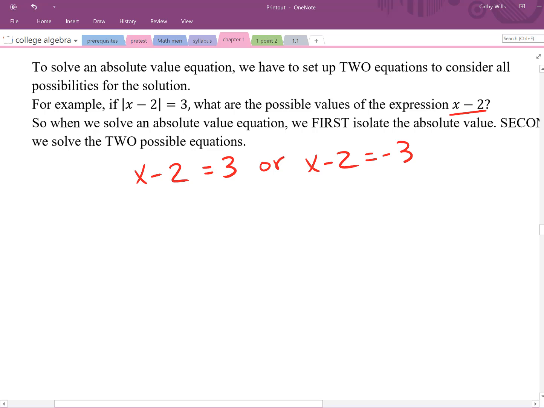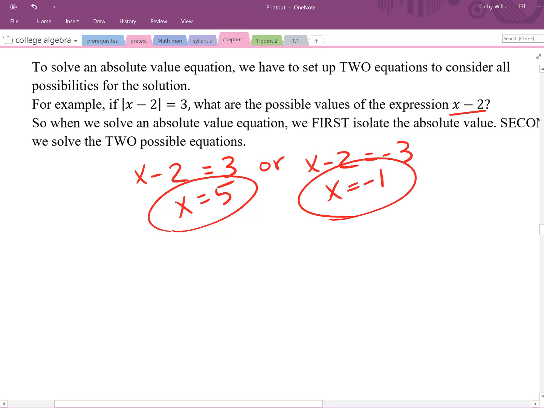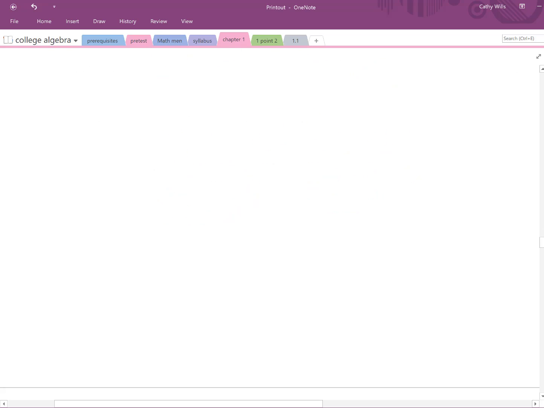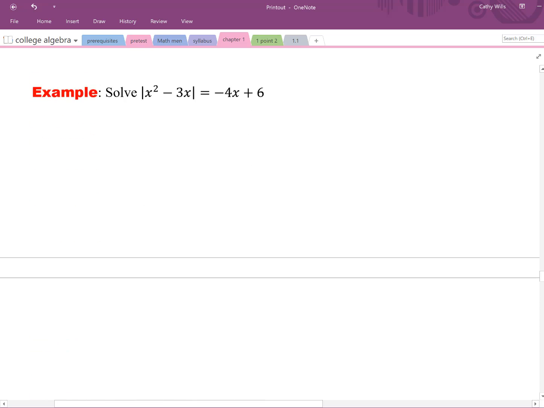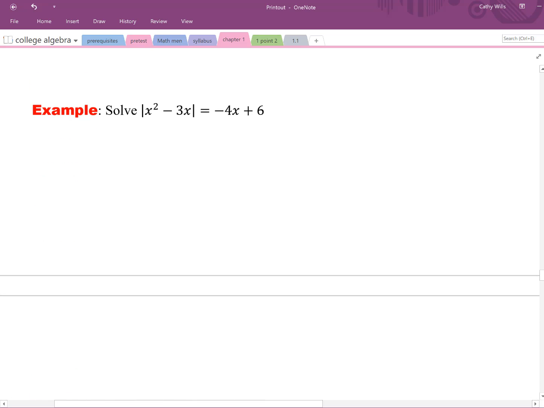You have to get the absolute value by itself, and then you have to think of the two possibilities about what you're talking about. So x minus 2 could be 3, which would mean x would be 5, or x minus 2 could be negative 3, which means if you add 2 on both sides, that x would be negative 1. So these are the two possibilities that work in this equation, because 5 minus 2 is 3, absolute value of 3 is 3, and negative 1 minus 2 is negative 3, and the absolute value of negative 3 is 3. So when you're dealing with absolute value problems, you have to work with both possibilities. All right?